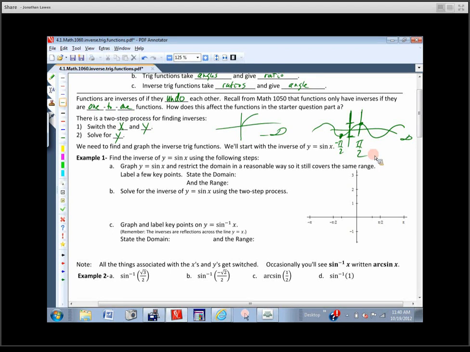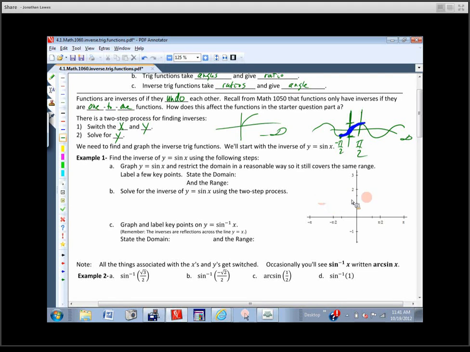Okay? Does everybody agree that if I take from here up to here, okay, that's a really crappy graph. We're going to clean it up in just a second. Would that be a one-to-one function? And would it cover from negative 1 to 1? Would it still cover the range that sine covers?